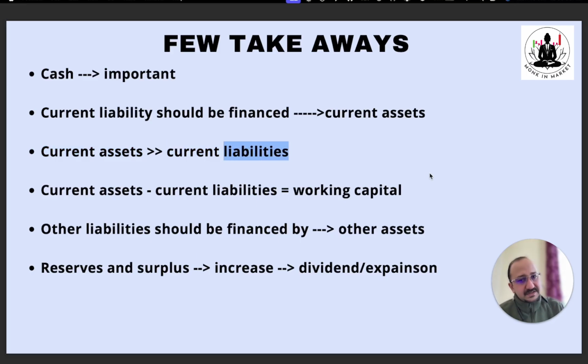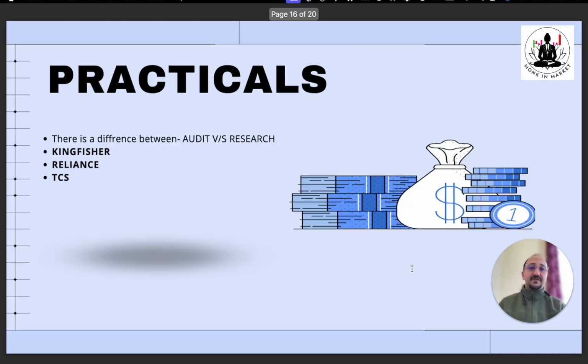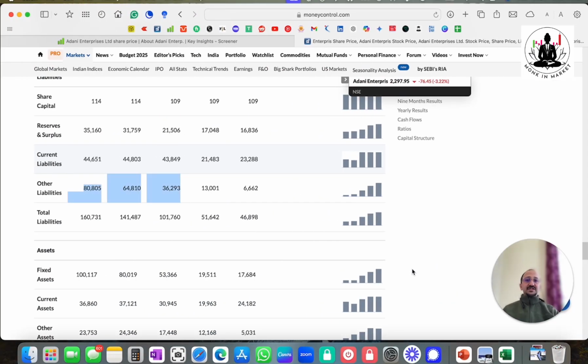Current assets minus current liabilities is working capital. This is a formula. Other liabilities should be financed by other assets, so I will be relating other with others only. Reserves and surplus should increase. If they are increasing, they can be used to either give dividends or for expansion. I am in favor of expansion. If the company is using the money for better expansions, that would be a good sign.